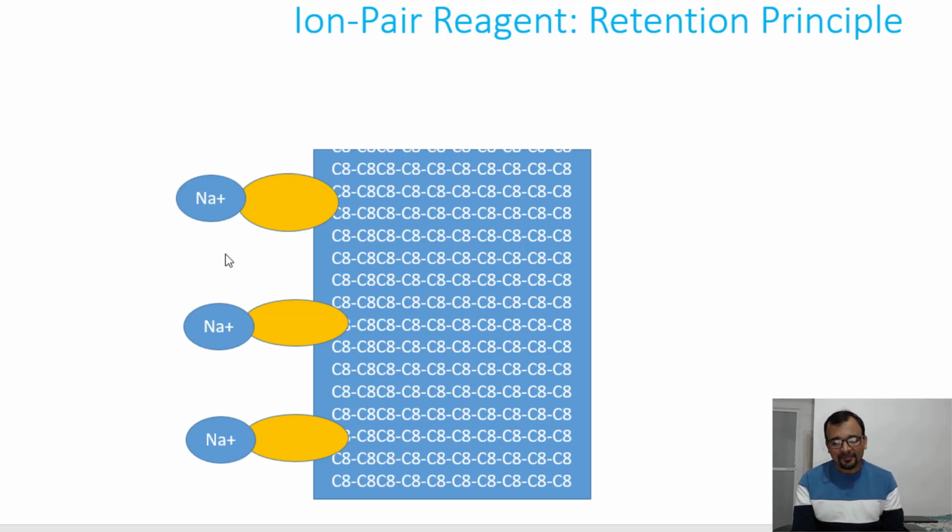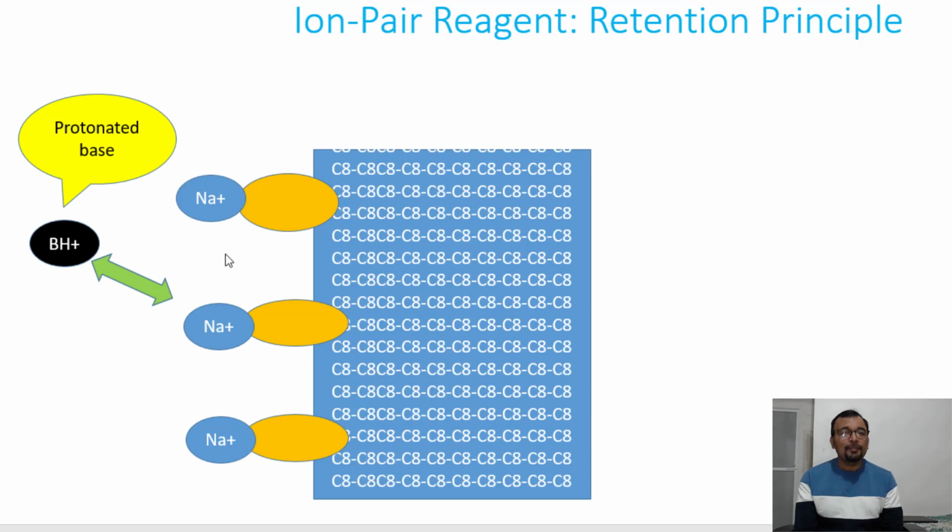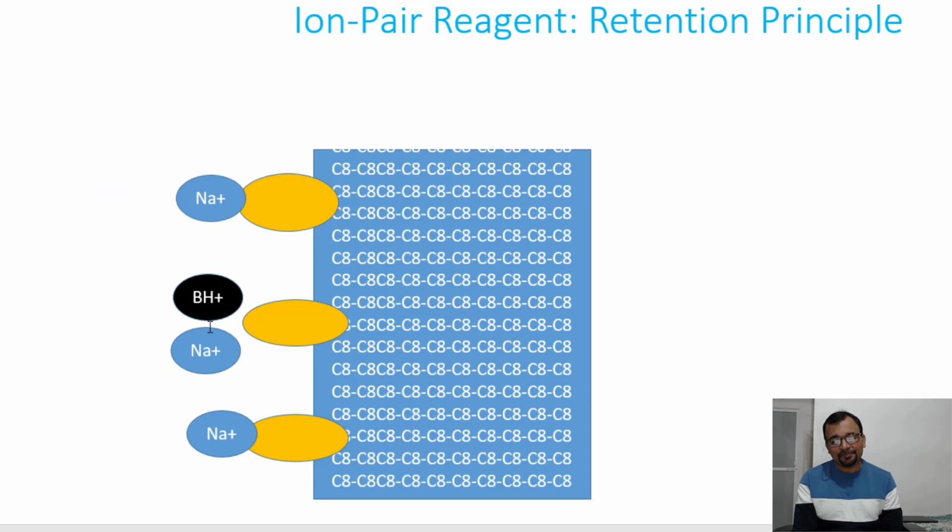You can look at it here. Now once you have a base molecule which is protonated at lower pH, the base, that is B, will get converted into BH plus. The moment it becomes BH plus, this protonated base can replace Na plus, and look at the next screen.